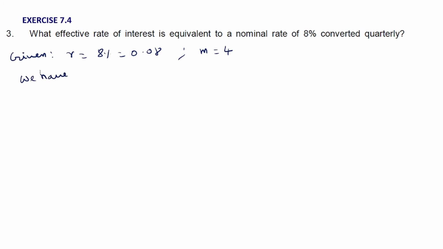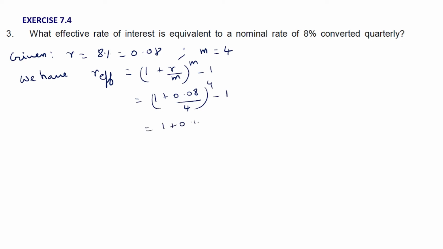Now the formula, effective interest rate is equal to (1 + r/m)^m − 1. So it is (1 + 0.08/4)^4 − 1. So it is (1 + 0.02)^4 − 1. Now this when we simplify, 1.02 raised to 4 is 1.0824, minus 1. So it is 0.0824.